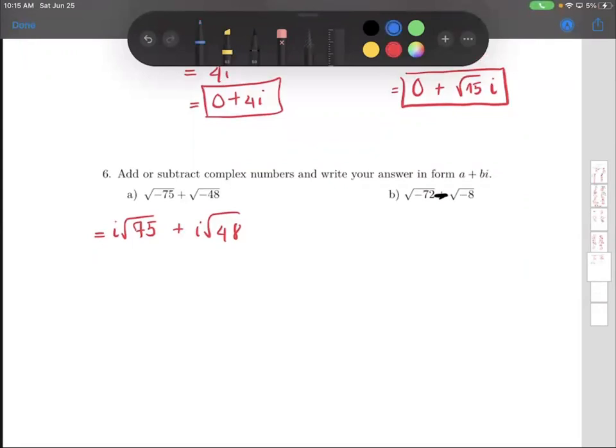So let's see, 75 divided by 5. 25 divided by 5, I'm sorry. Yeah, 15. And then 5 times 3. So 25 times 3.